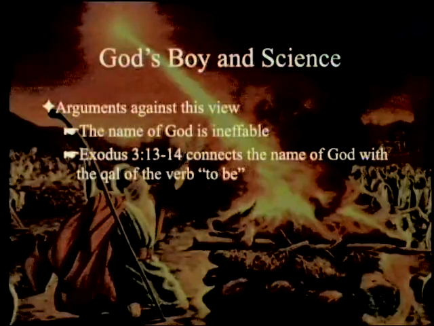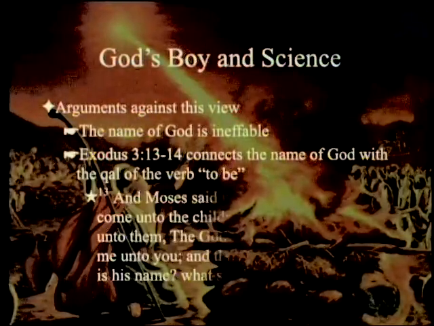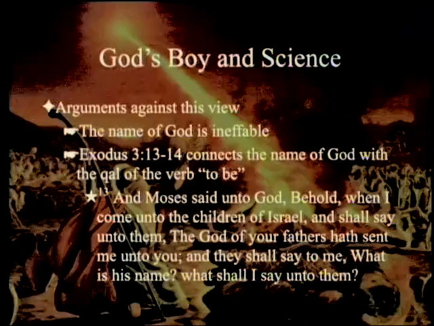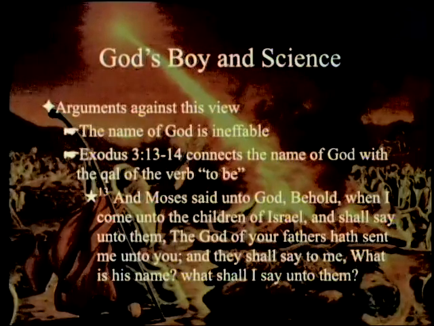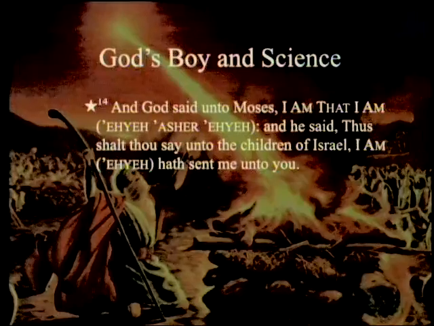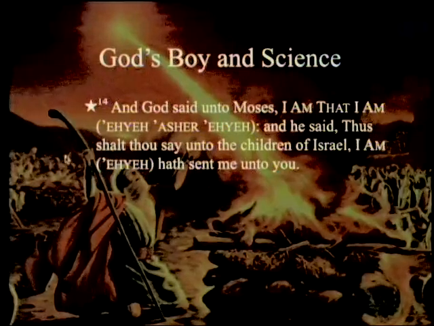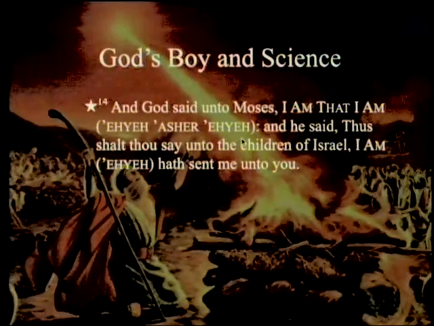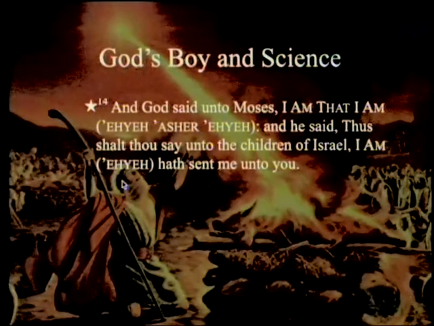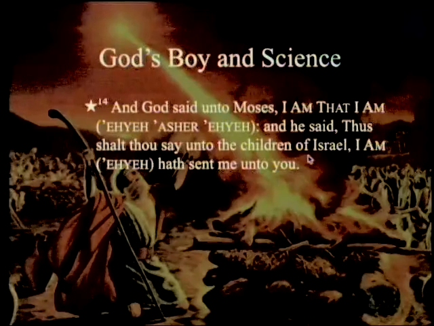Number two argument, Exodus 3:13-14, connects the name of God with the verb to be. I think I have this wrong, but you can look it up. And Moses said unto God, behold, when I come to the children of Israel and shall say to them, the God of your fathers has sent me unto you, they shall say to me, what is his name? And what do I say to them? Well, God said unto them, I am that I am. Ehyeh asher Ehyeh. And he said, thus shalt thou say unto the children of Israel, I Am, Ehyeh, has sent me to you.